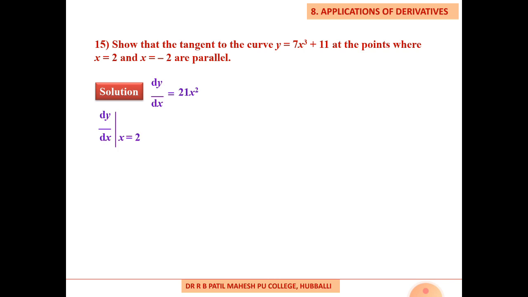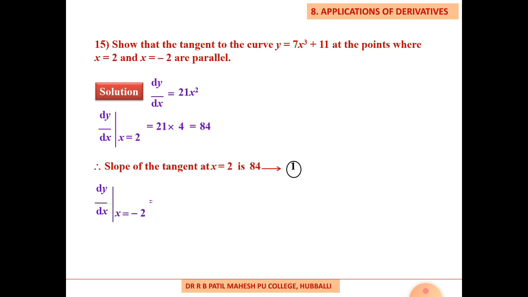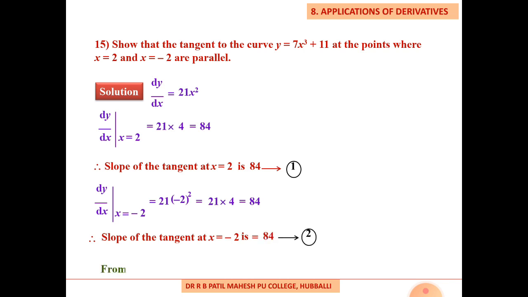Now dy by dx at x equal to 2. What will we get here? 21 into 4, that is 84. Now slope of the tangent at x equal to 2 is 84. Call this equation number 1. Then dy by dx at x equal to minus 2, 21 into minus 2 square. So the same thing will we get here, 21 into plus 4 is 84. Slope of the tangent at x equal to minus 2 also will be the same, that is 84. Call this equation number 2.